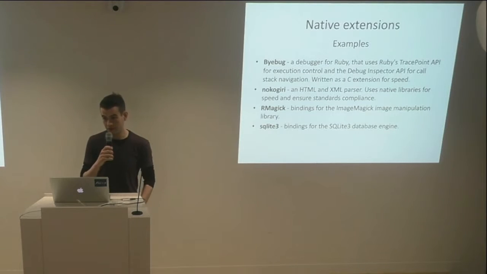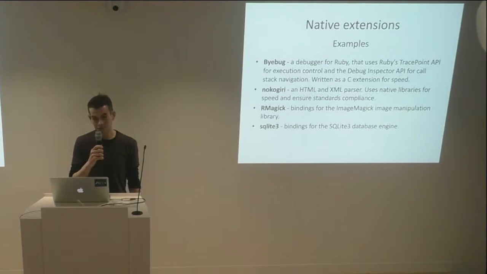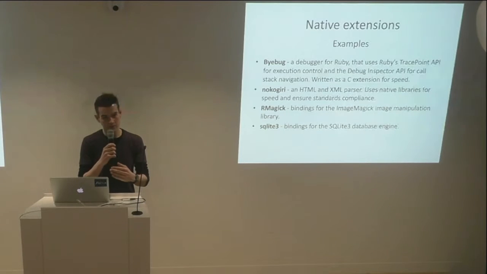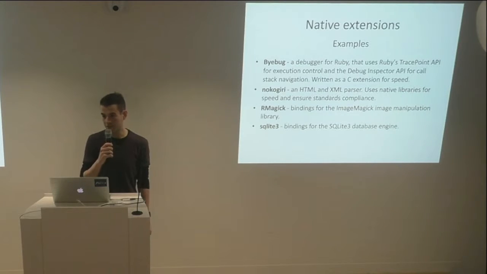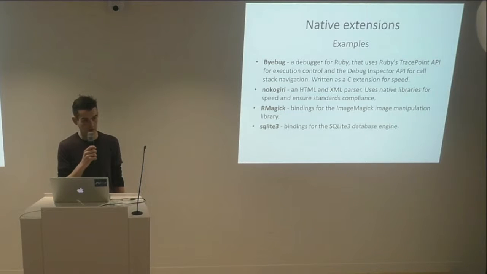So what are some examples of native extensions? Byebug, which is a debugger for Ruby, is written in C for speed. Even though you could do that, all of the functionality in Byebug is available in Ruby itself. You wouldn't necessarily want that code basically injecting itself between every line of code execution in your program. Another is Nokogiri, which is an HTML XML parser. We need speed and standards compliance there. There's RMagick for image manipulation, and then SQLite, which uses SQLite's database engine directly.